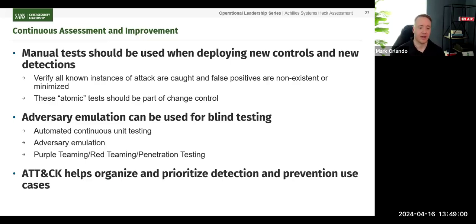And once again, if we're standardizing on that attack matrix of attacker tactics and techniques, we can use that to prioritize, organize, track our detection and prevention use cases, right? Not only for coverage purposes, but also how they perform when we assess them, when we test them.